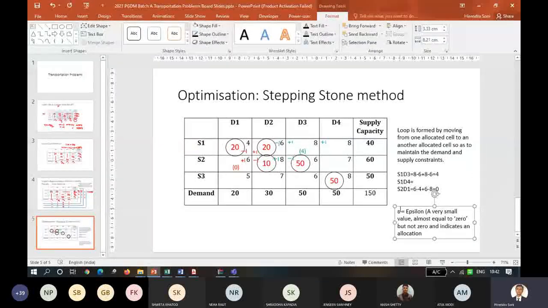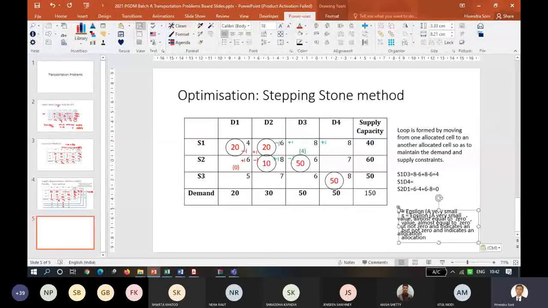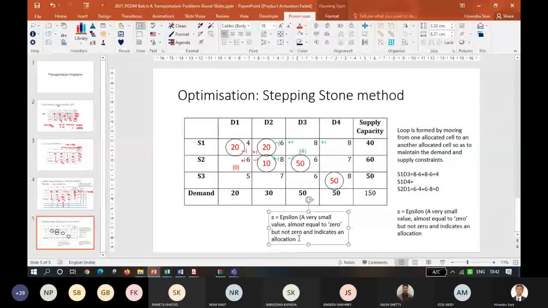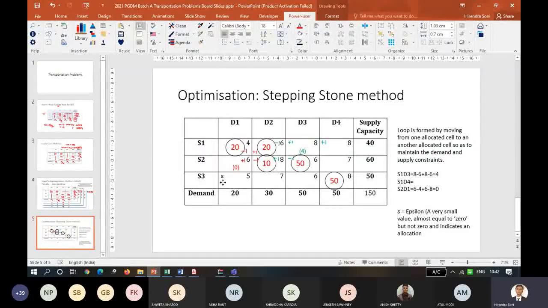What I am going to do is, I am going to place this epsilon in this cell. Since I am going to treat it as an allocation, let me give it a line color. I will change the shape also to round.